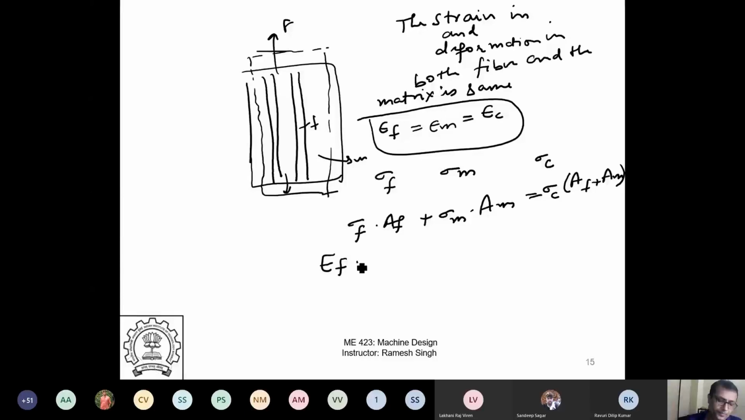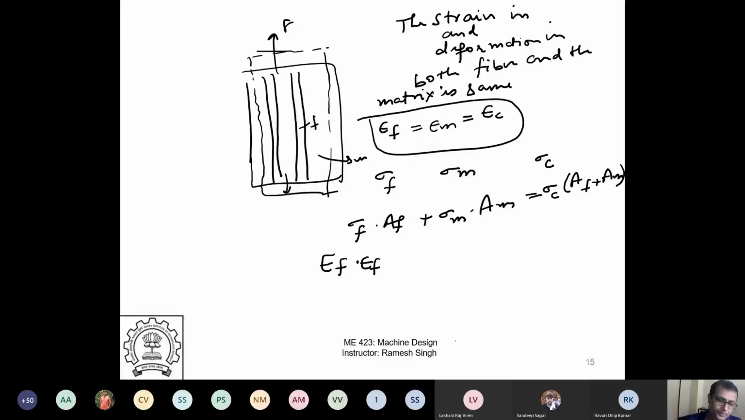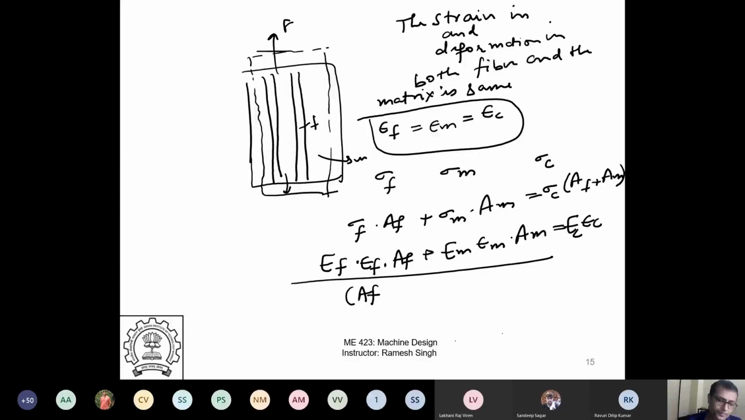So EF times epsilon F, which is sigma F, times AF, plus EM times epsilon M times AM is equal to E composite epsilon composite divided by AF plus AM. Right. Let me transfer this to the next page.